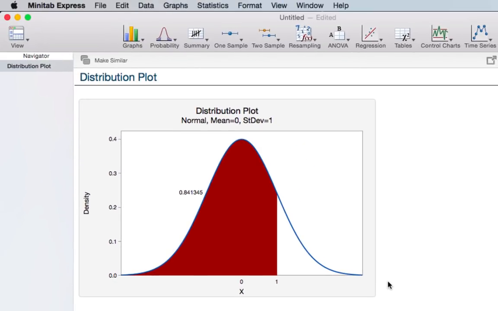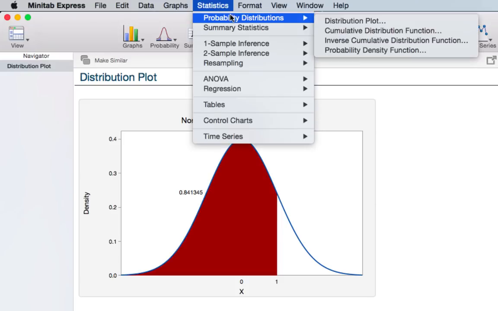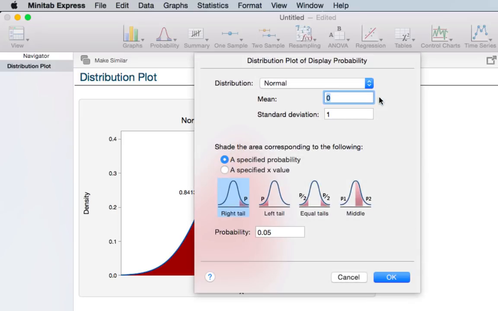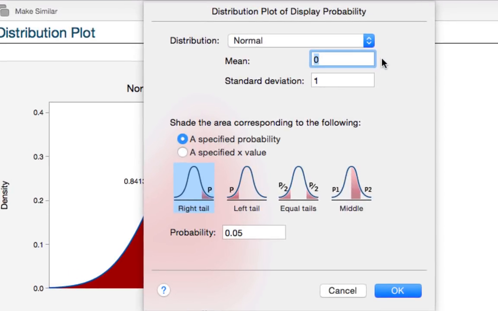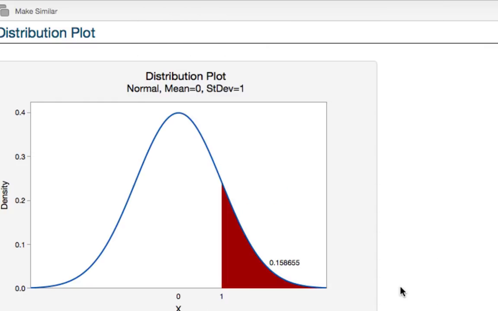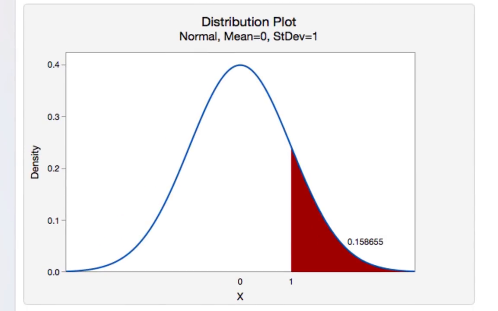Next, let's find the area that's greater than 1. Again, I'll go to Statistics to construct a distribution plot. I want to display a probability. We're using the default standard normal distribution. I have a specified x value, and I want to find the area greater than, or to the right, of 1. The area on this distribution to the right of 1 is 0.158655.